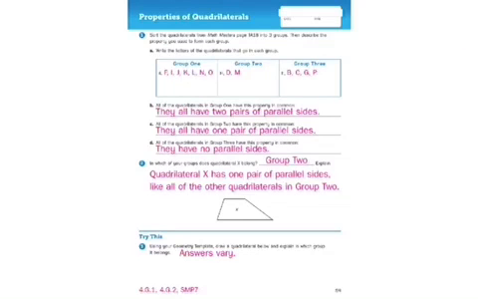Okay, so here's what we say. Those are the letters that are in group 1, group 2, and group 3. And we sorted it by the number of pairs of parallel sides. So hopefully you could see that quadrilateral X would go in group 2, because in group 2 there is exactly one pair of parallel sides.